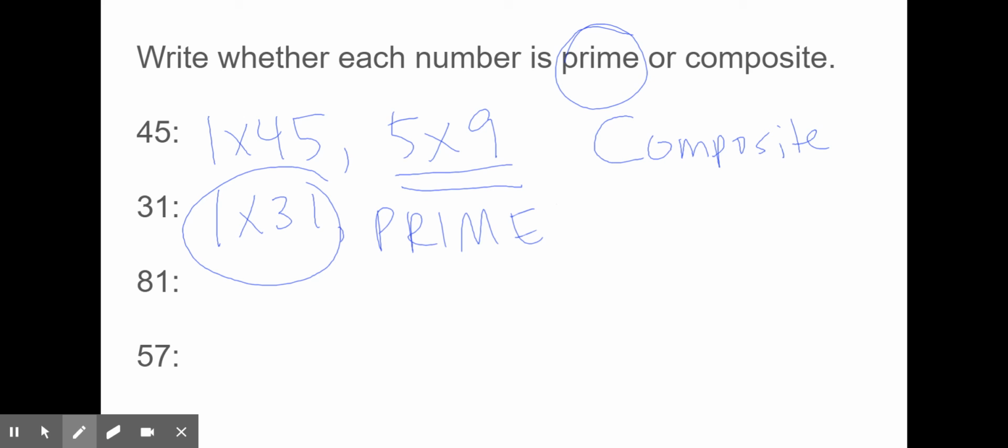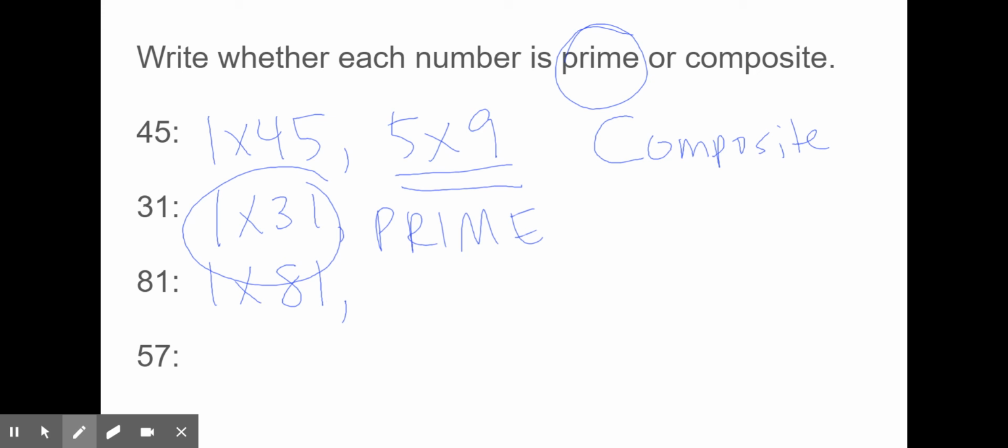All right, looking at 81, some students last year said, oh, 81 looks like 31. That means it's prime. No, that's not a rule. It's not something I ever said. We got to make sure, guys. All right, so we have 1 times 81. If that is its only factor pair, that makes it prime. But let's check it out. Is 2 a factor? Nope, doesn't end in an even number.